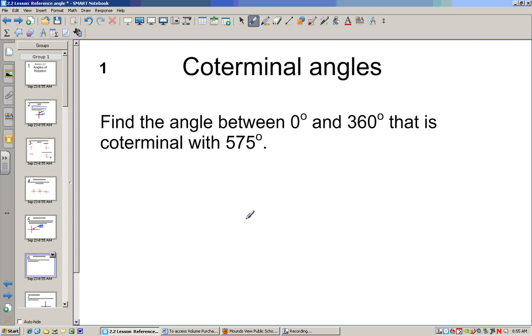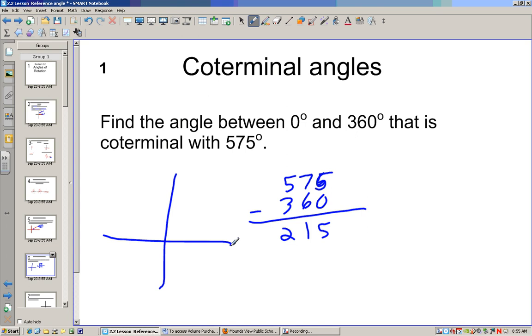Find the angle between 0 and 360 that's coterminal with 575. Well, what we can do is take 575 minus 360, and we'll have 215. So if I drew this out, 215 is going to be somewhere over here, and so is 575.